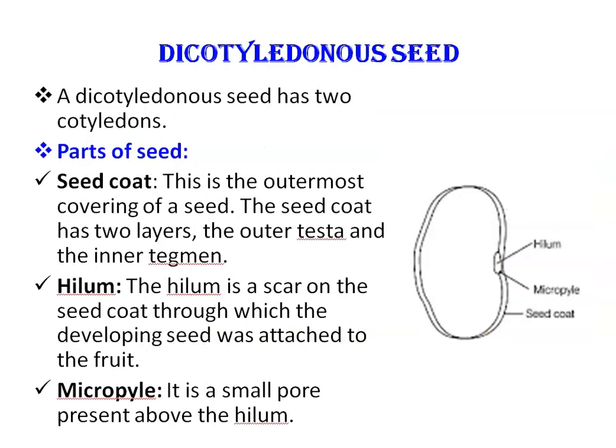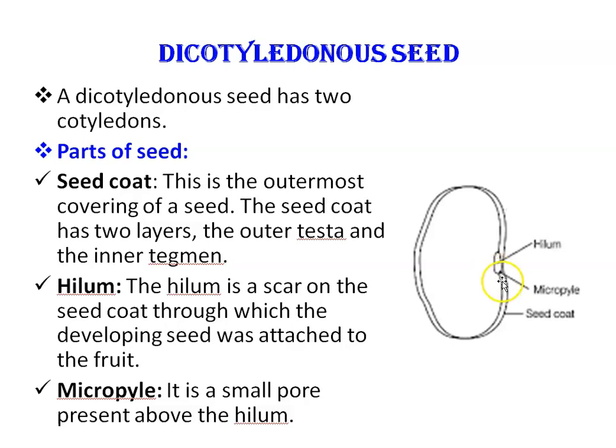Next is the dicotyledonous seed. A dicotyledonous seed has two cotyledons, and other parts of the seed include the seed coat, hilum, and micropyle. Just look at this diagram. This is the seed coat. This is the outermost covering of a seed, and the seed coat has two layers: outer testa and inner tegmen. This is the hilum, and the hilum is a scar on the seed coat through which the developing seed was attached to the fruit.